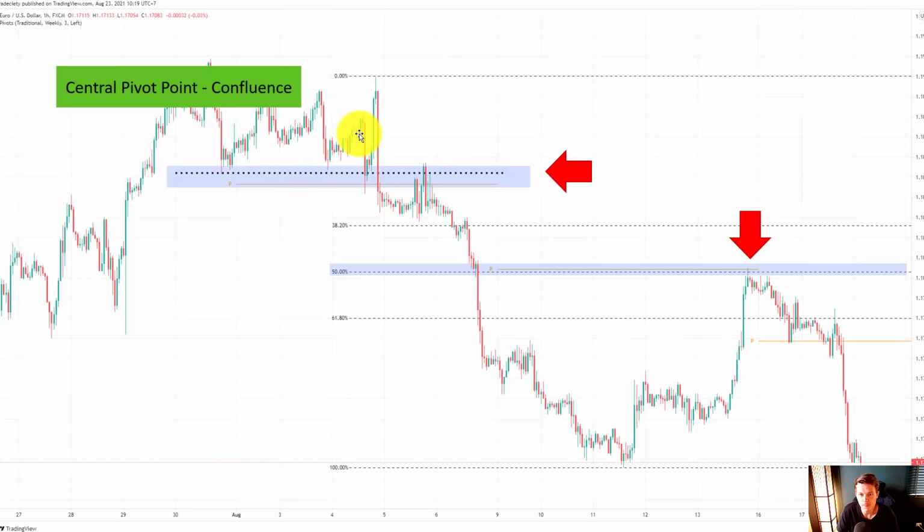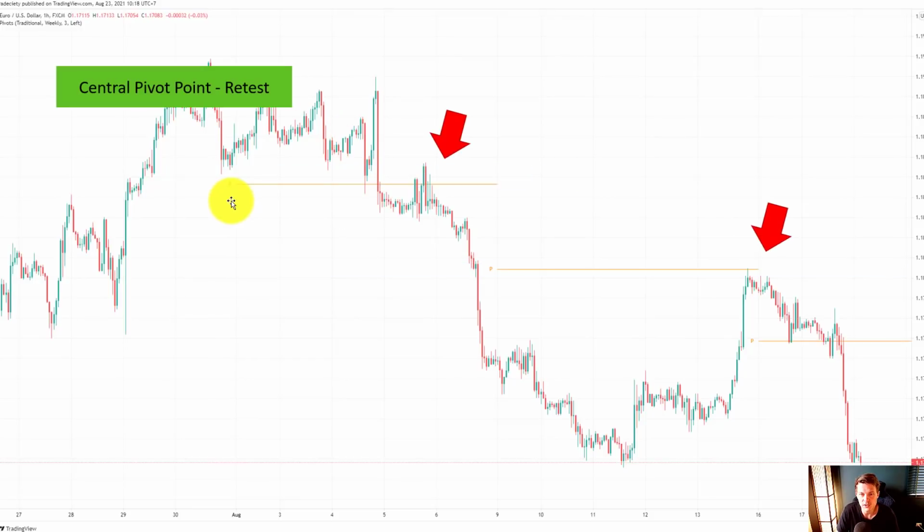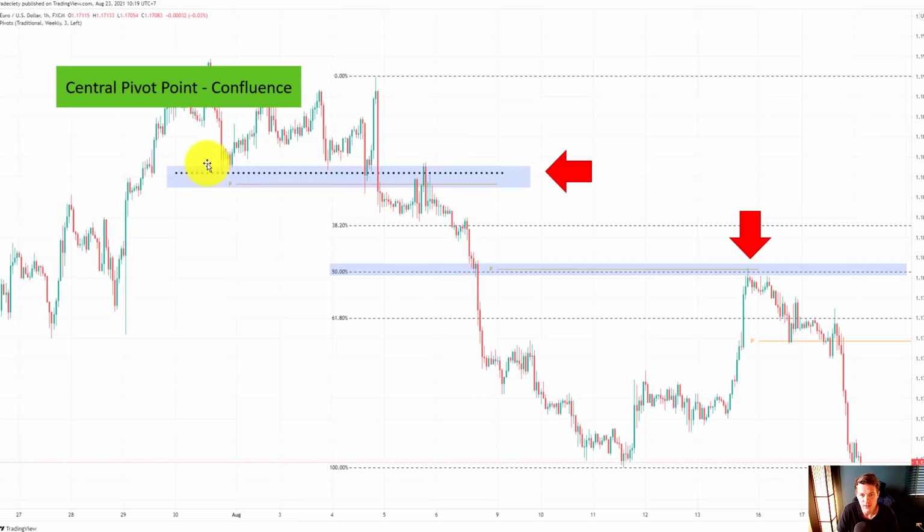And now we could add other tools on top of that. For example, we could add a Fibonacci or just horizontal support and resistance. Here on the first example, we are using the support and resistance level. So previous support is turning into resistance, and that is a great confluence factor. Or we can also draw our Fibonacci from point A to point B, and you can see we get a perfect 50% Fibonacci retracement.